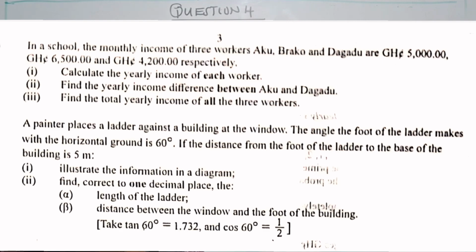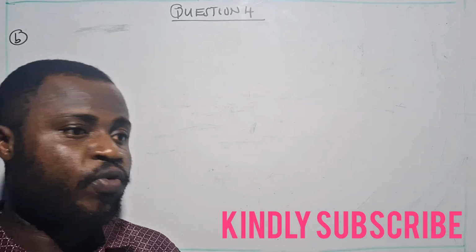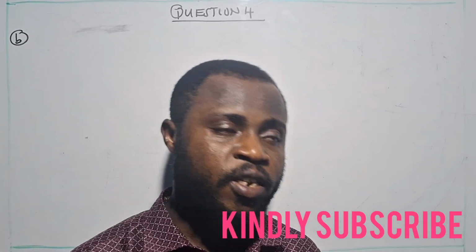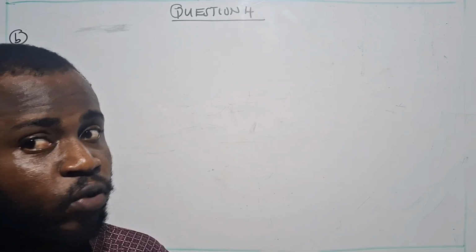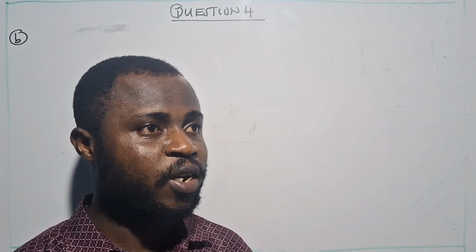Then take times 60, 1.732, then cos. This is under trigonometry, and I've treated trigonometry from angle of elevation to angle of depression. It's available on my channel. So if you have followed this channel closely, this is a very simple and easy question that you need to understand.